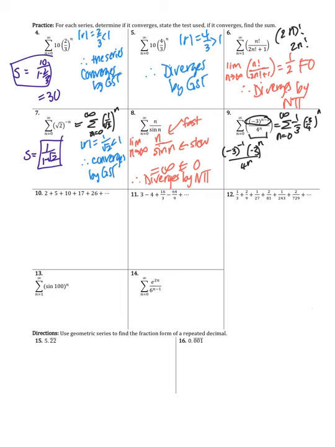So first question, does this geometric series converge or diverge? So the absolute value of r is going to be 3/4, and that's less than 1. Therefore, the series converges by GST.